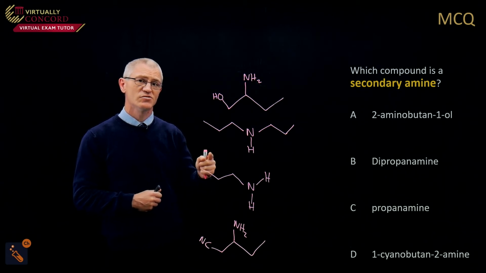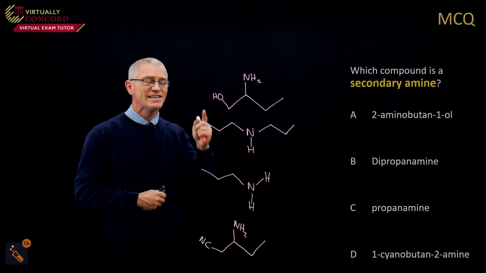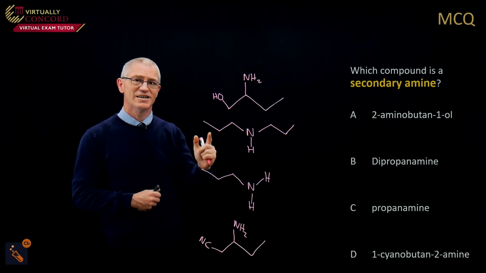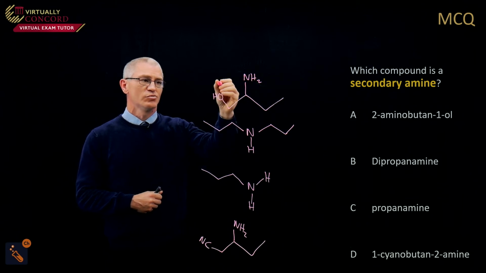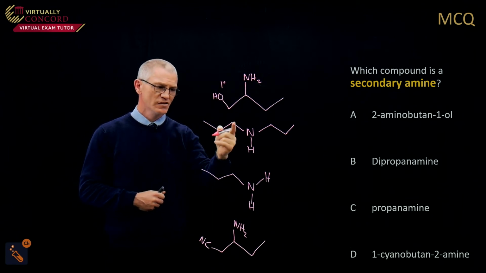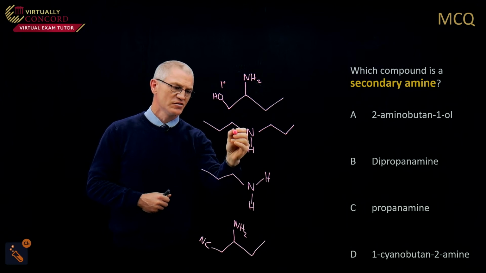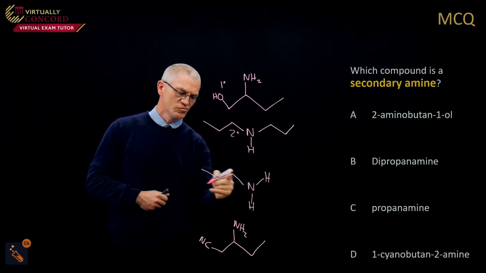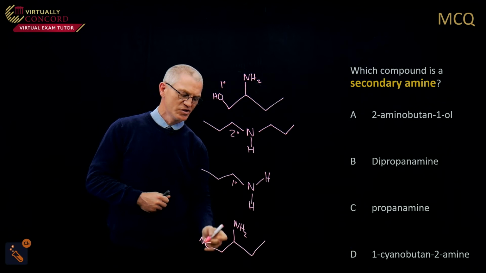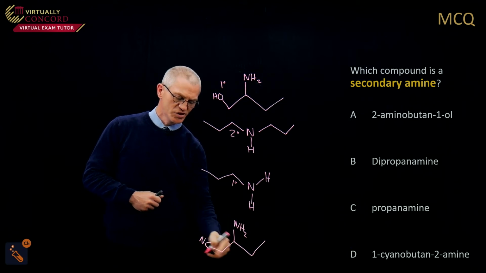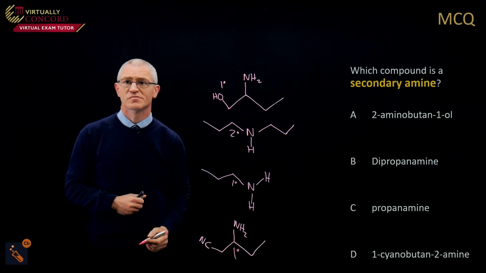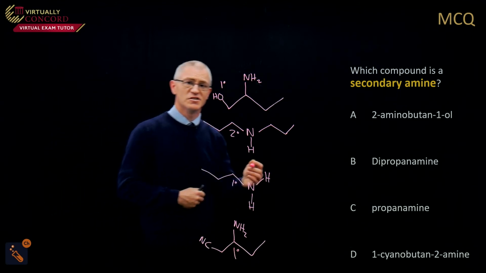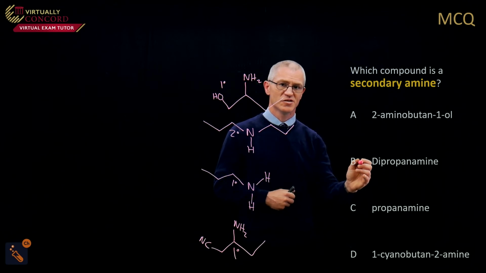All you have to do for secondary amines is look for the nitrogen that has 2 groups attached to it. So that nitrogen has 1 group attached to it, so that's a primary. That has 2 groups attached to it, so that is a secondary. That has 1 group attached to the nitrogen, so it's a primary again. This has 1 big group attached to that nitrogen, so that's a primary as well. So I know, for example, on this one, that the compound that's a secondary amine is going to be B.